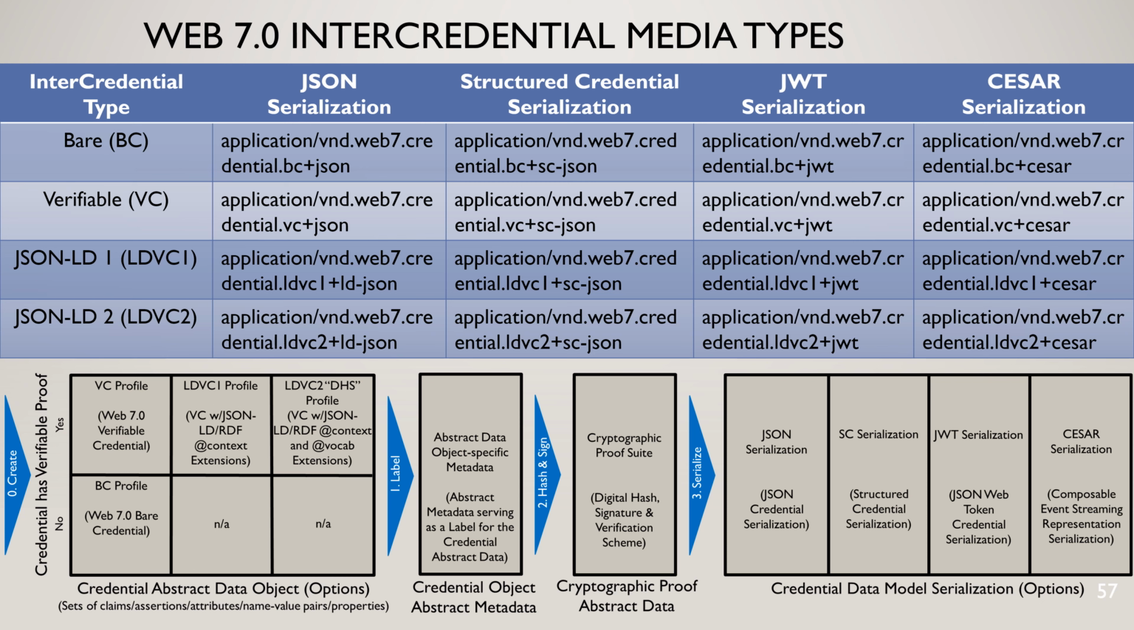So if we look just as one example under the JSON serialization column, we have credential/BC+JSON. So it's the JSON bare credential serialization. Below that, we have credential/VC+JSON. So it's the JSON verifiable credential serialization. And the last two, of course, are LDVC1 and LDVC2 plus LD-JSON. LD-JSON being the suffix that's appropriate for JSON-LD. And the rest of the examples, the rest of the columns follow by example.